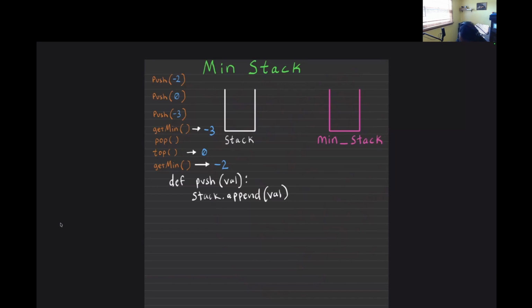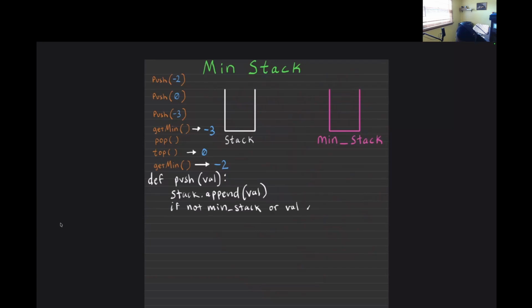In this case, so we'll say if not minStack, okay? That would be this case here, the very first case, right? But let's think ahead for the next case. If not minStack, or the value that we're pushing in is less than or equal to minStack[-1], so the last tracked value, okay?